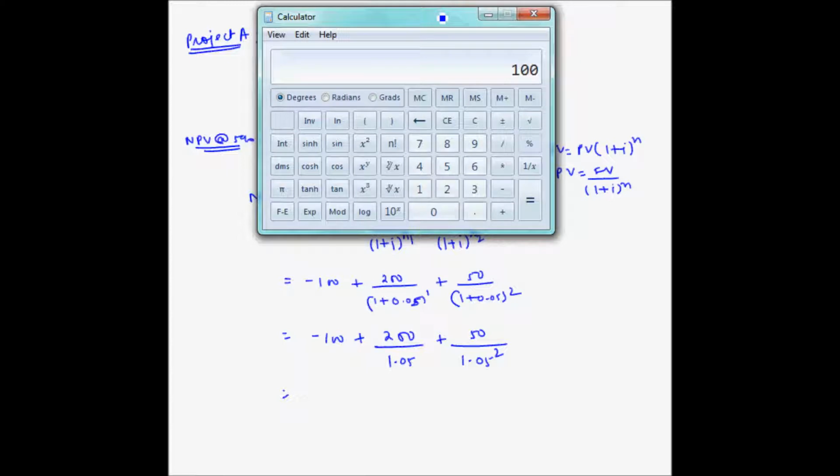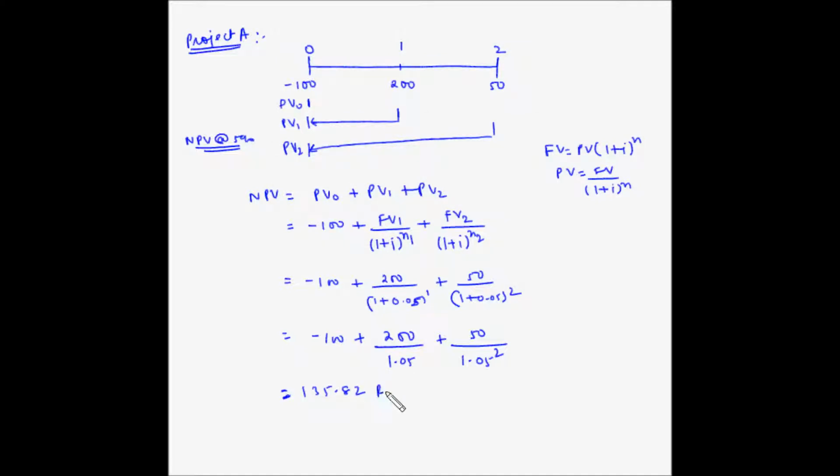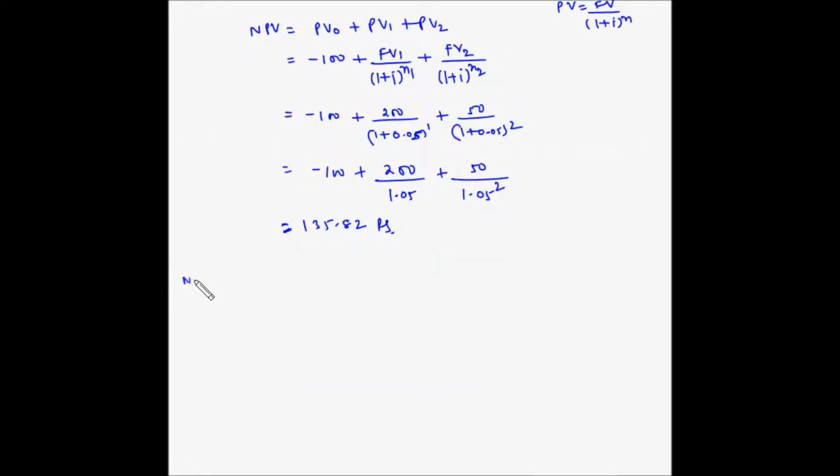So minus 100 plus 200 divided by 1.05 plus 50 divided by 1.05 square. So this is equal to 135.82. This is in rupees. Now let us find out the NPV at 10%. So again, NPV is equal to PV0 plus PV1 plus PV2.